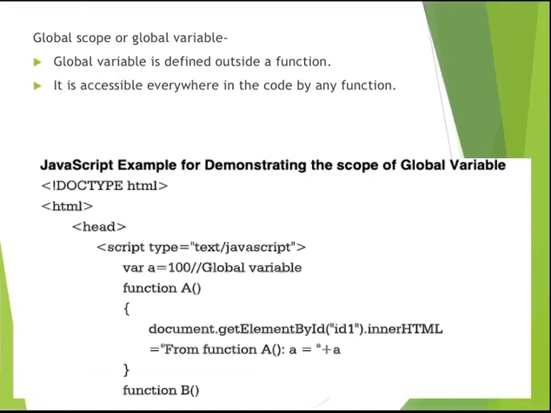Then function a. Similarly, as in the previous code, we write document.getElementById, id1.innerHTML, which is the same as the document.write method, is equal to "from function a, a is equal to" plus a. Plus a is going to give you the actual value of variable a. Now here the variable is written globally, so any function can access that variable. That is, we are going to get the output "from function a is equal to 100". So function a can access that variable. Then close the curly bracket. Then is function b.